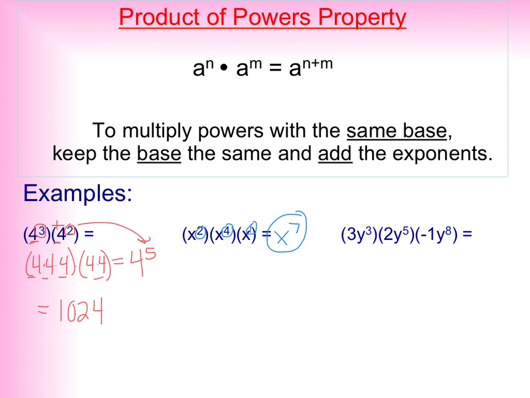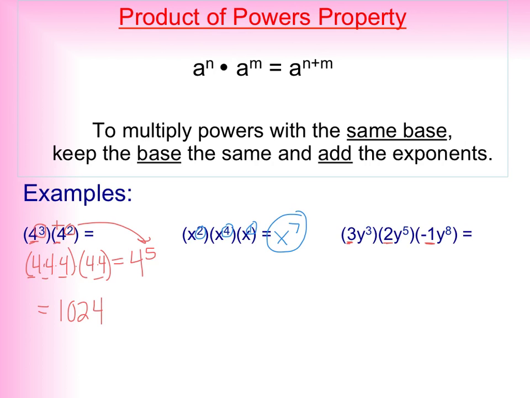And then the third one, a little bit different because we have different kinds of bases going on. So you've got these numerical bases where you have 3, and this means 3y cubed times 2y to the 5th times negative 1y to the 8th. Since the 3, 2, and 1 are not all the same base, they're not like 3, 3, and 3, then you just treat this as regular multiplication.